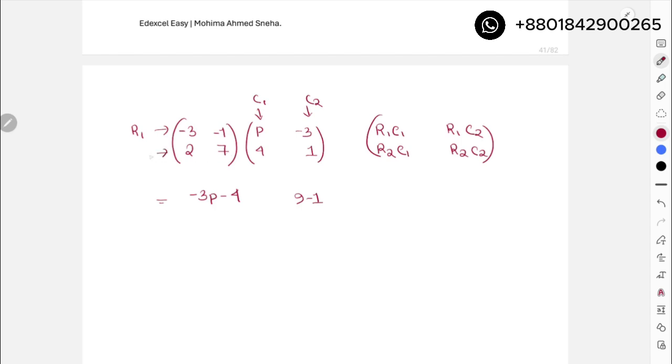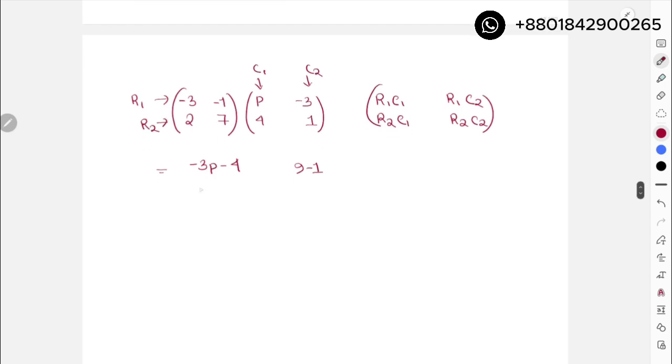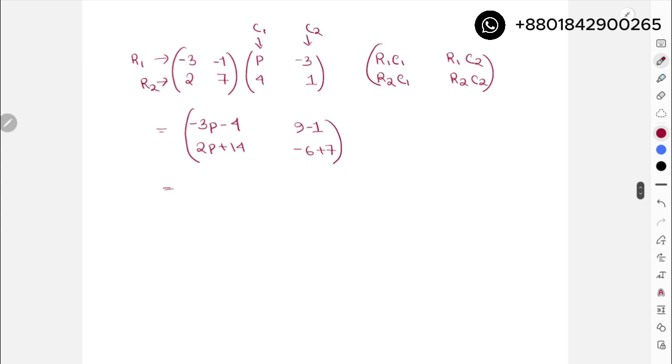After that, row 2 and column 1. For row 2, we have 2p and 14. Again, I cannot add them because the other number has the letter p. And row 2, column 2 is going to be minus 6 plus 7. That eventually gives you positive 1. So after this entire calculation, if you want to simplify it, I cannot simplify minus 3p, minus 4, 2p plus 14. This remains the same, but 9 minus 1 is just 8. Minus 6 plus 7 is just 1. And this is the product that you get.